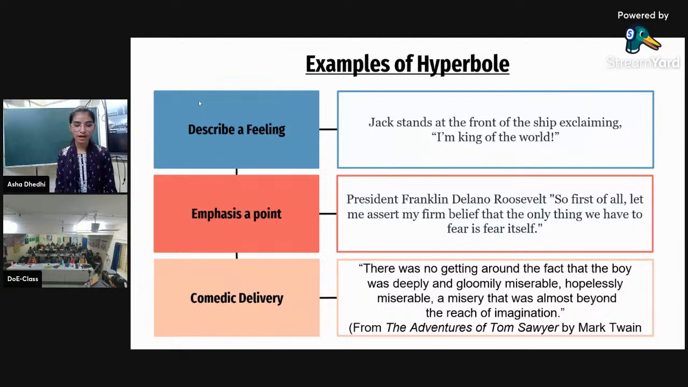Then there is another example, of comedic delivery: "There was no getting around the fact that the boy was deeply and gloomily miserable, hopelessly miserable, a misery that was almost beyond the reach of imagination." This is taken from Mark Twain's The Adventures of Tom Sawyer. Right now you will not get a feeling of smiling or laughing because you are not familiar with that particular story. If you get familiar with this story, then you will see how hyperbole is used within this statement.